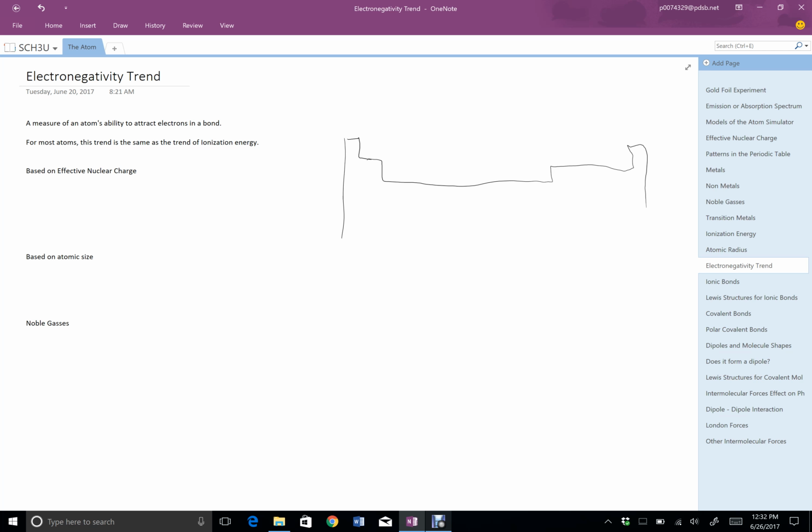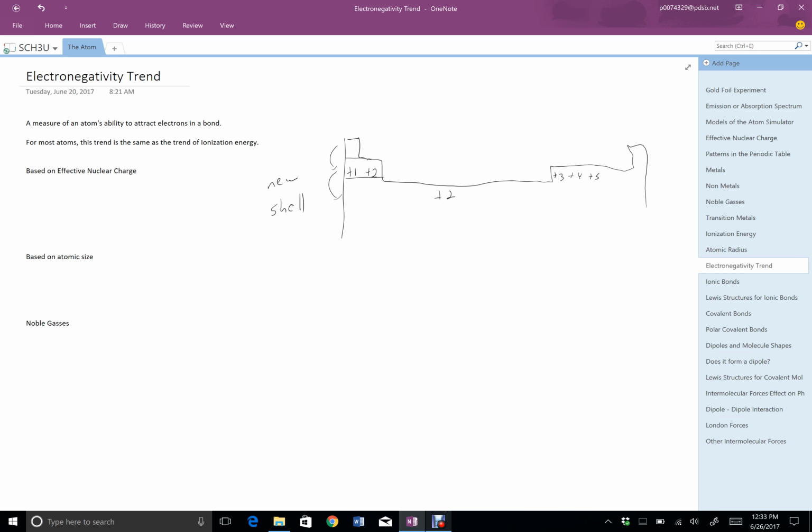And we're going to remember our trend for our effective nuclear charge, that this column's +1, this column's +2, this whole area is +2, +3, +4, +5, and so on. And also our size, which is that every time we go down a row, we add a new shell.